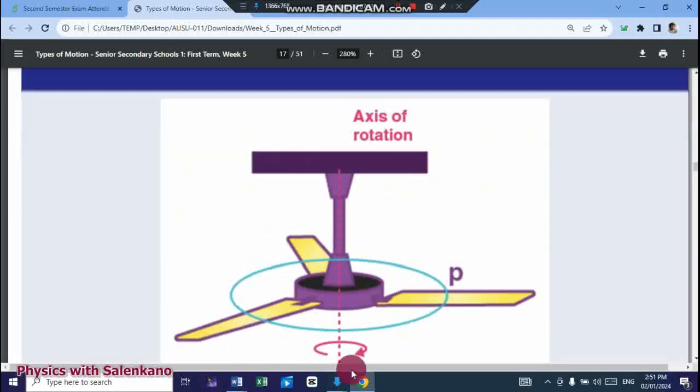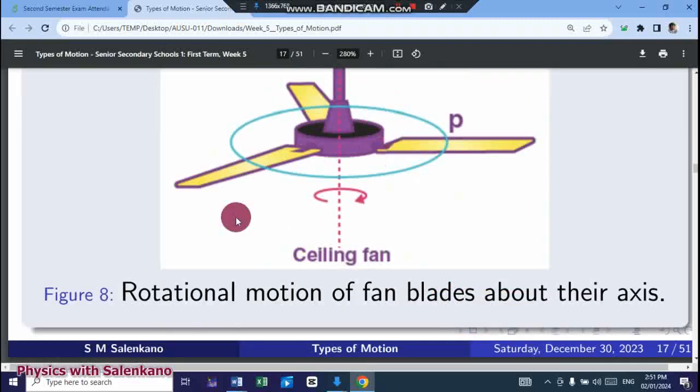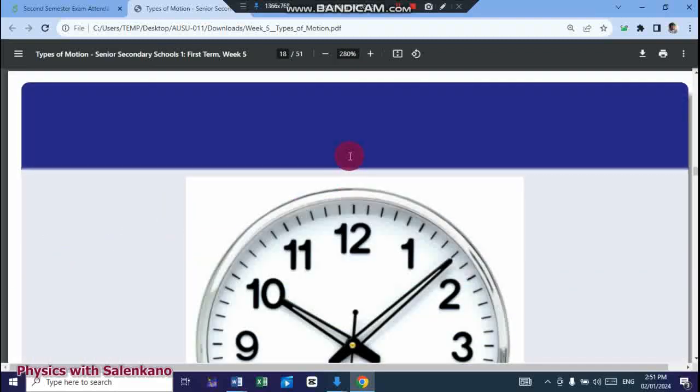Here we have a fan blade. This is a blade, this is a blade, this is a blade. The three blades are moving. The kind of motion is rotational motion about the axis. The axis is a straight line at the middle here. You can see the line here. We call it axis of rotation. Rotational motion of fan blades about their axis. This straight line here at the middle is what we call axis.